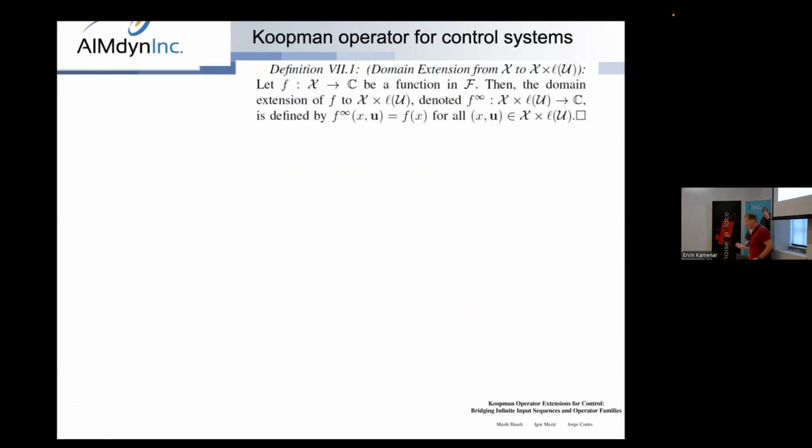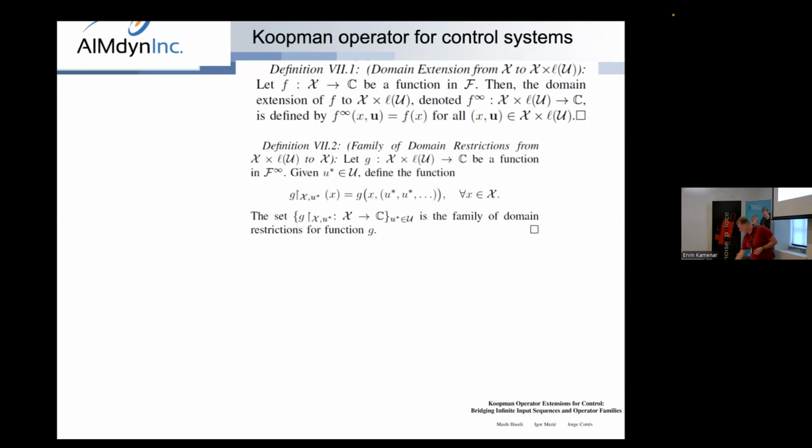All right. So now we need to connect these two spaces, F and F infinity, formally. Basically you can do a domain extension and domain contraction. So if f is a function in the space of functions, calligraphic F, the domain extension goes by defining F infinity of x, u to be f of x for every u. And then domain restriction is you take a function that is in the constant input space and you just say, well, it's a constant input space, right? So I'm just going to restrict it by fixing u star and restricting to x.